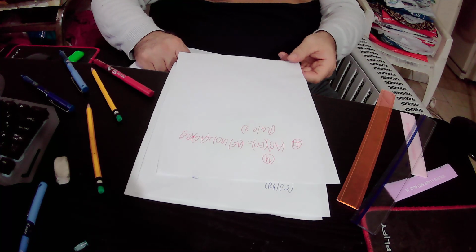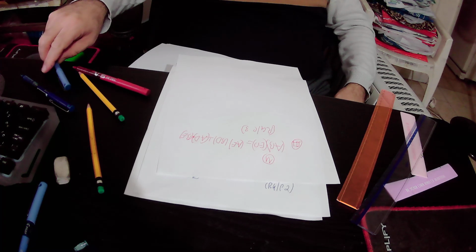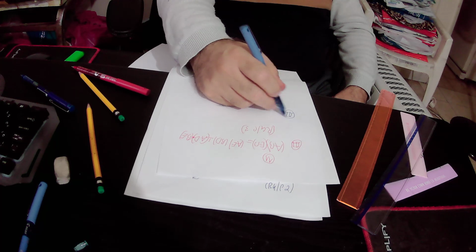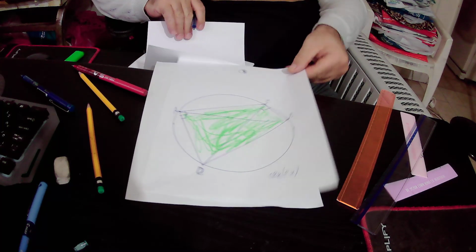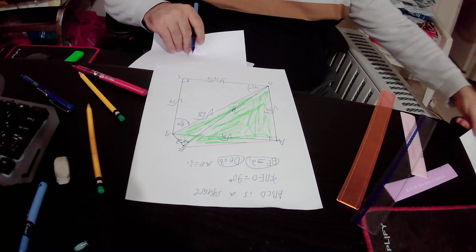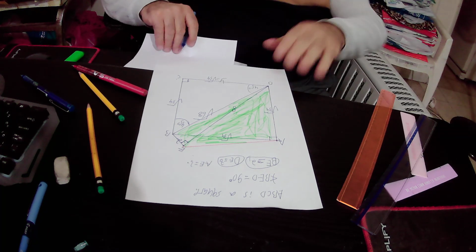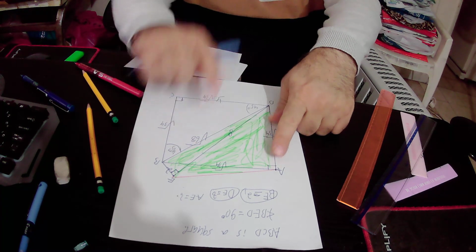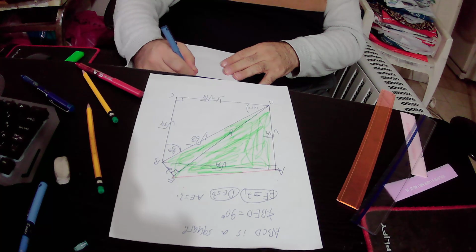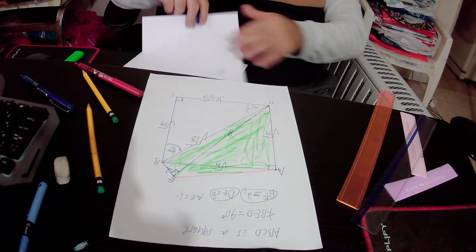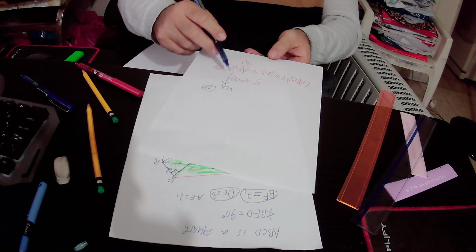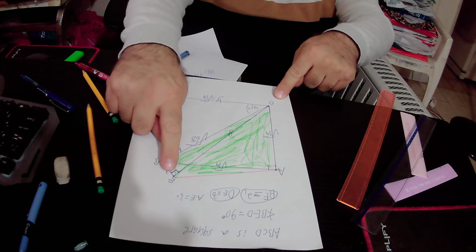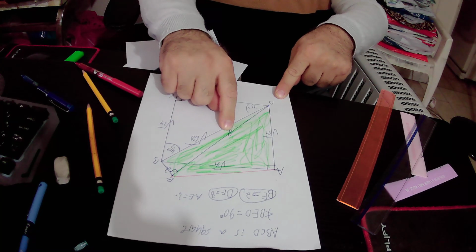Okay, so what is the size of AB? The size of AB, if we look at our original drawing, is square root of 34. Okay, so the size of AB is square root of 34. What is the size of DE? The size of DE is 8 units. It is given to us in the question.